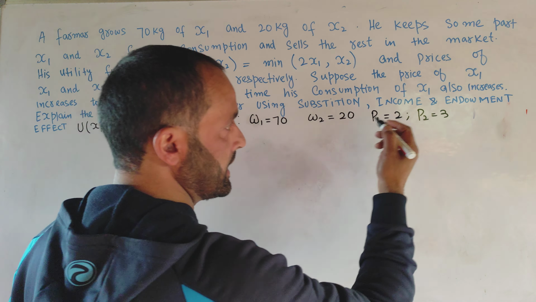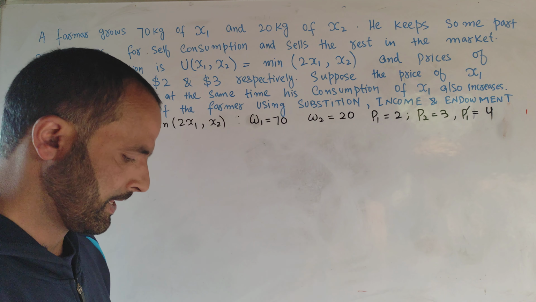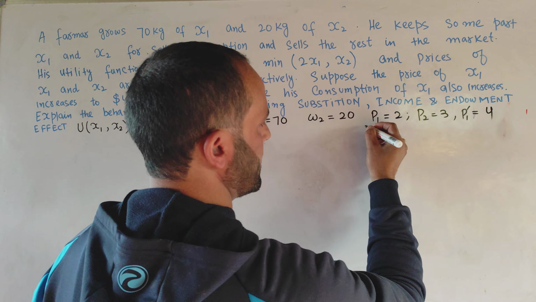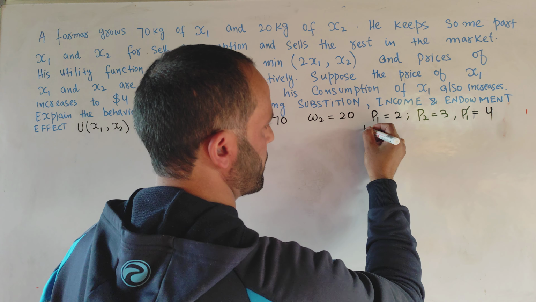So this is the information that is being given to us. Now we need to decompose how much he will demand of X1 and X2 given this utility function and the income that the consumer has. Let me try to draw the graph here. That will make perfect sense.